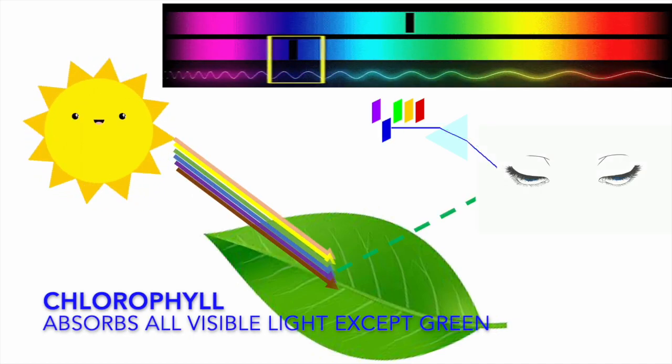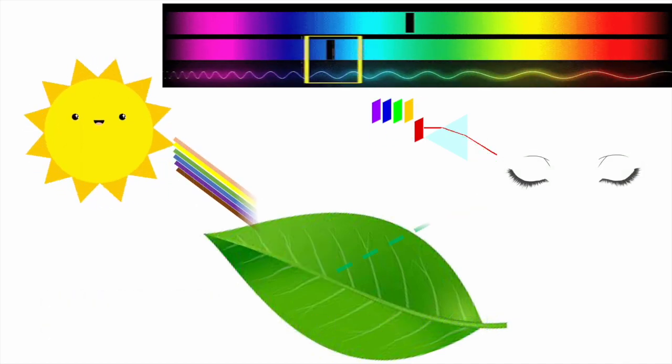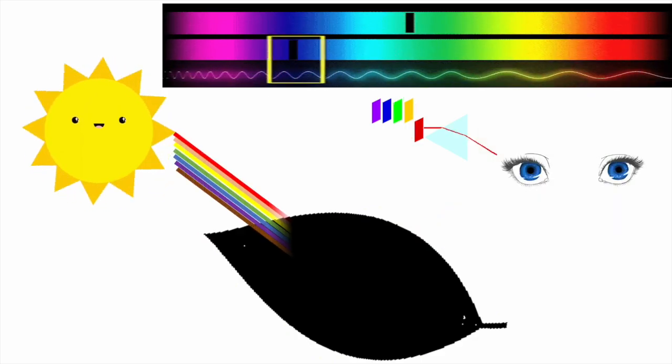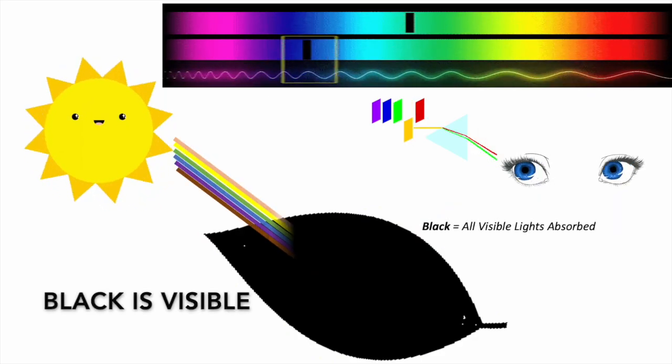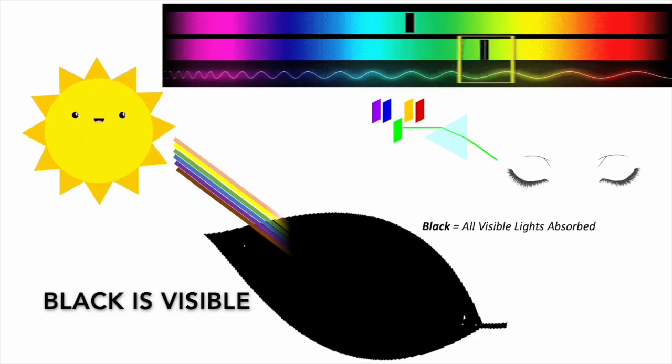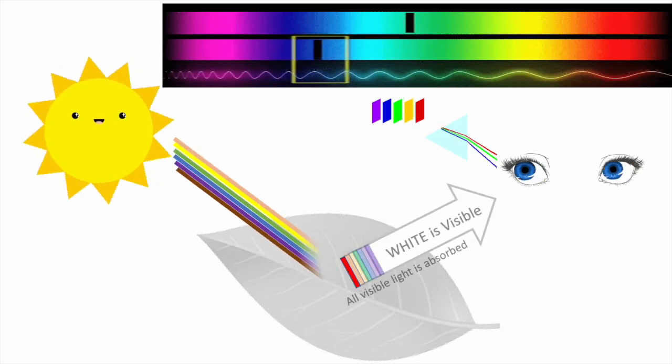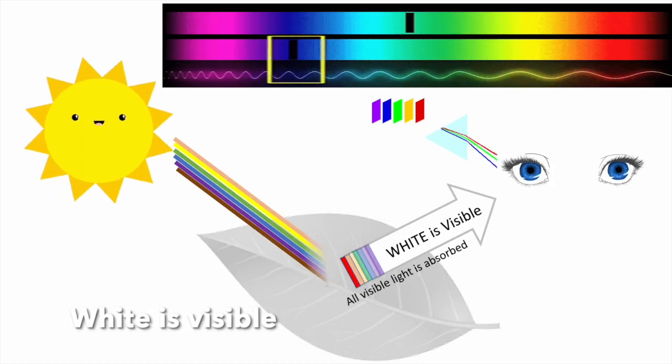Chlorophyll absorbs all colors of visible light except green, which it reflects to be detected by our eyes. If all colors or wavelengths of visible light are absorbed and none are reflected, the pigment appears black to our eyes. Conversely, if all wavelengths are reflected, the pigment appears white to our eyes.